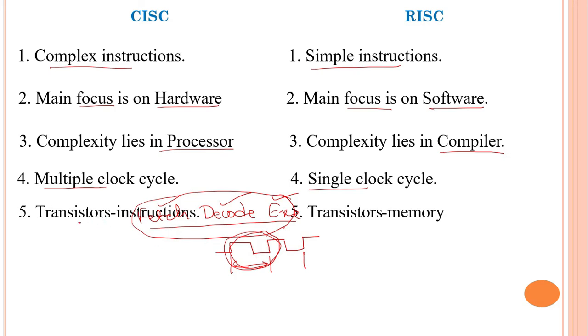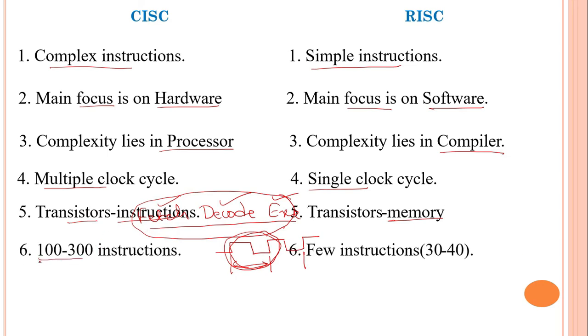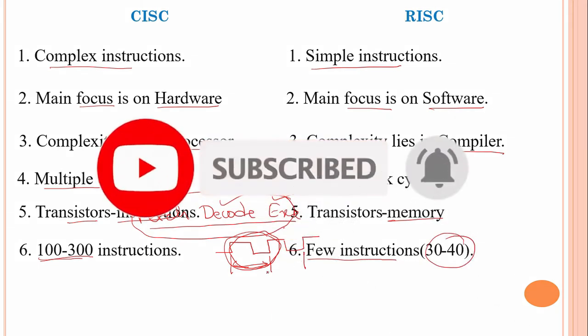Then transistors are used to store the data. In the case of the CISC processor, the transistors are used for storing the data in the memory. That is the purpose, transistors are used for memory. In the case of the RISC processor, transistors are used for instructions. Then around 100 to 300 instructions are available in the case of the CISC processor, but in the case of the RISC processor we have few instructions, around 30 to 40.